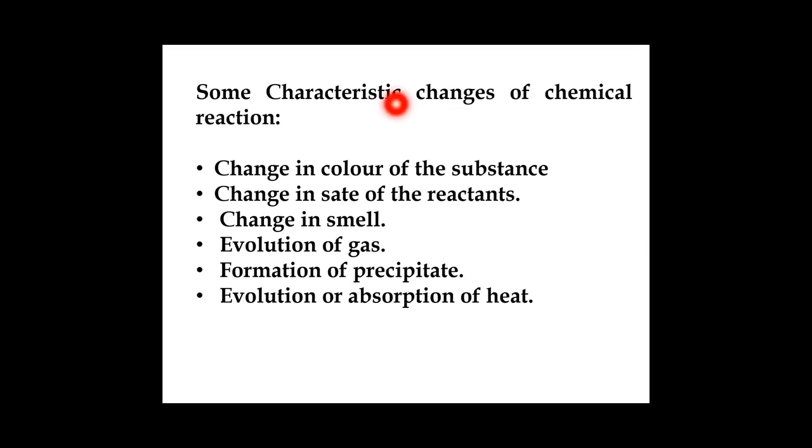Next, we are going to discuss some characteristic changes of chemical reactions. These characteristic changes indicate that a chemical reaction has taken place: change in color of the substance, change in state of the reactants, change in smell, evolution of gas, formation of precipitate, evolution or absorption of heat.